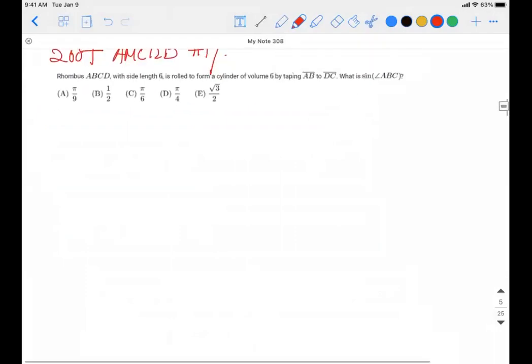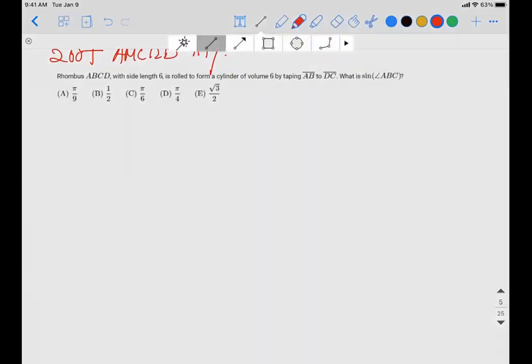A rhombus ABCD has side length 6. This is rolled to form a cylinder of volume 6 by taping the AB side to the DC side. Then what is the sine value of angle ABC?